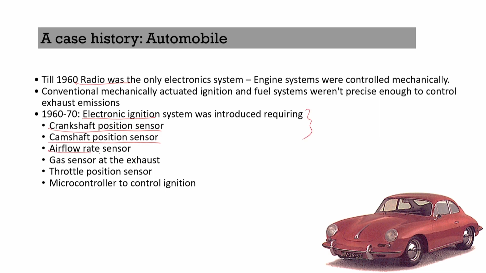Then airflow rate sensor from the emission point of view, gas sensor, throttle position sensor, and a microcontroller to control all this process. So, that is how the automobile, and today many automobiles are there which have at least 10 to 12 microprocessors. Each one of them can be thought of as a mini computer embedded in them. So, you can think of it that today's automobile is as much a mechanical system as an electrical or a computer based system working together.